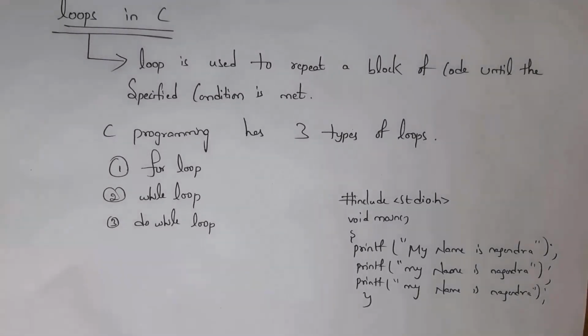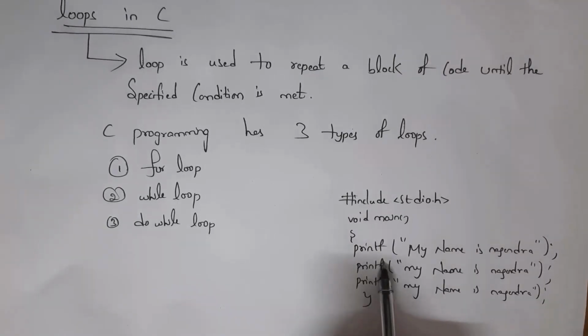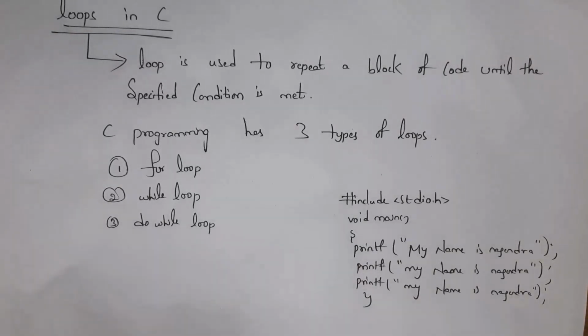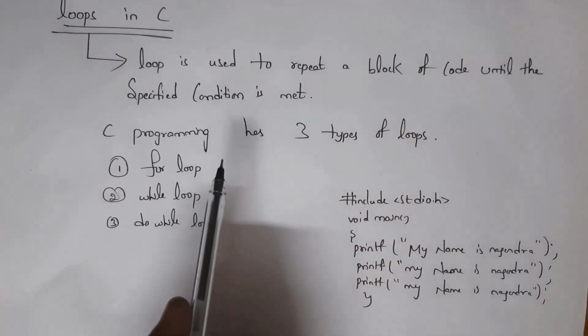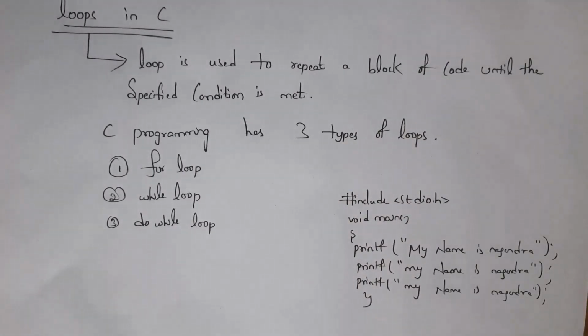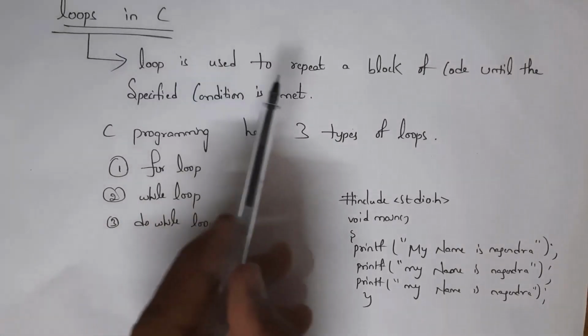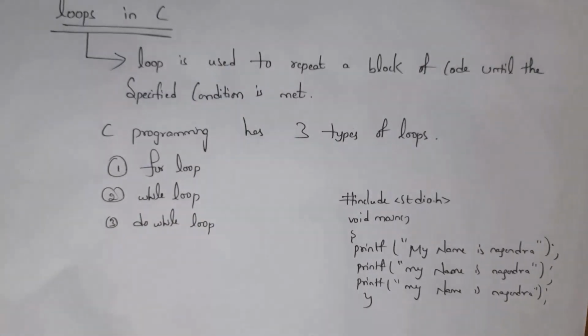By using loops, we can write code once and we can repeat this code multiple number of times. So this is main use of loops. Instead of writing my name is Nagendra 100 times, I can simply write my name is Nagendra once and I can repeat this multiple number of times. So loops are used to repeat block of code until specific condition is met. For example, if I give condition like 10, then I will get my name is Nagendra 10 times.